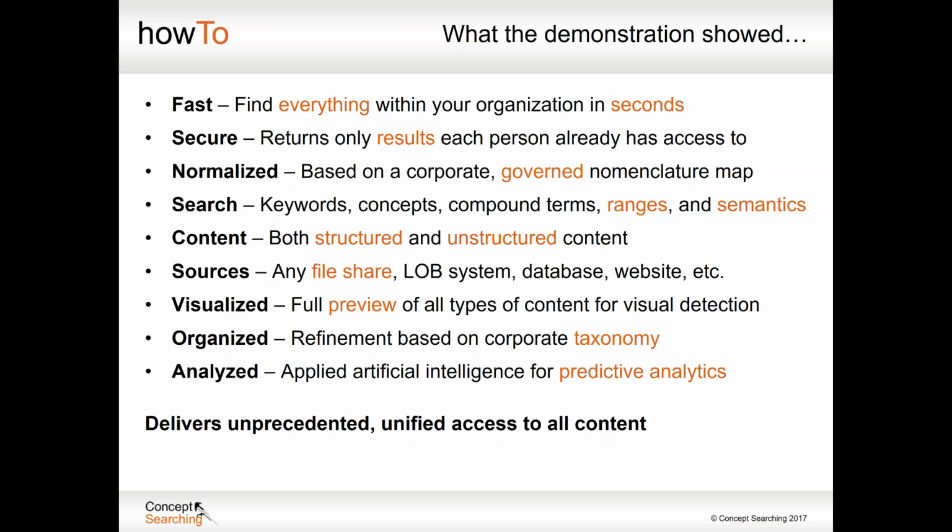Any source, any file share, any line of business system, any database, any website, was able to visualize the previews of it. I organized it with a corporate taxonomy where I showed on the left-hand side all the refiners by product family, product line, and I also did some predictive analytics and business intelligence kind of visualization against it. So it really delivers an unprecedented unified access to all of the content within your organization.